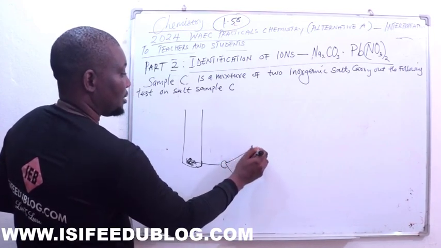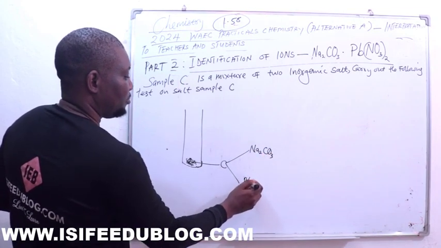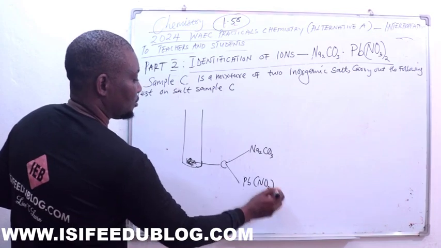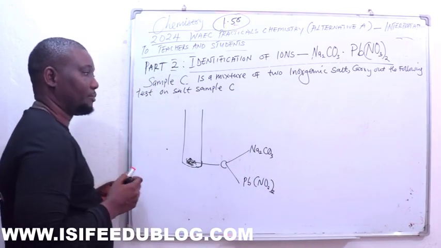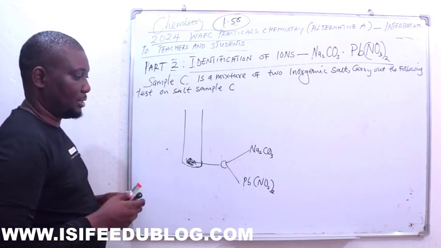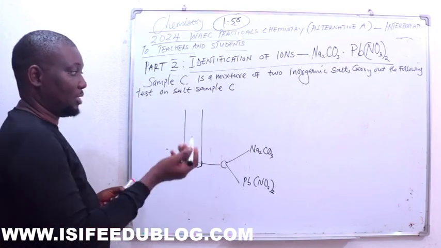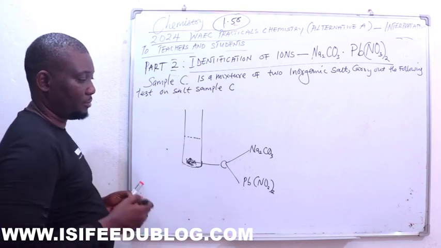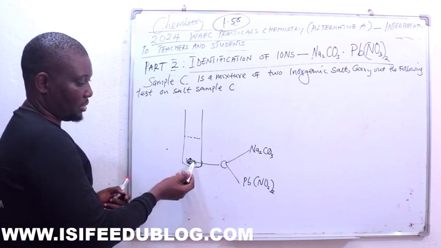This C can signify that it's Na2CO3 and Pb(NO3)2. Both are soluble salts. Now you will be asked to add a few cm of distilled water, 10 cm of distilled water, which should be somewhere around here. When you add the 10 cm, it looks like some of the salt sample starts to dissolve.